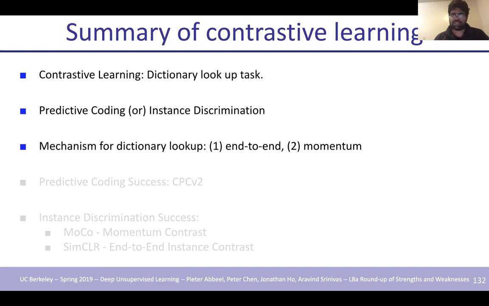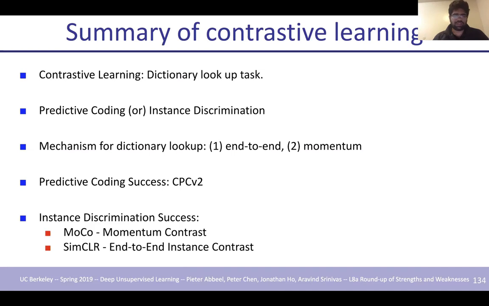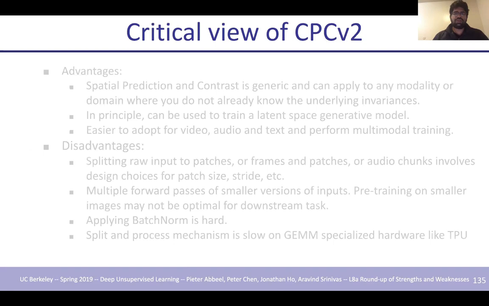And in predictive coding, you have multiple mechanisms to do that. One is you either use the end-to-end mechanism or you use the momentum encoder for the keys. And the predictive coding success story has been achieved in contrastive predictive coding, or CPC, particularly CPC version 2, and the instance discrimination success has been achieved in MoCo and SimCLR. MoCo means momentum contrast, and SimCLR is end-to-end instance contrast. They use the corresponding mechanisms of contrastive learning. So let's look at CPC version 2, MoCo and SimCLR, in terms of their positives and negatives.